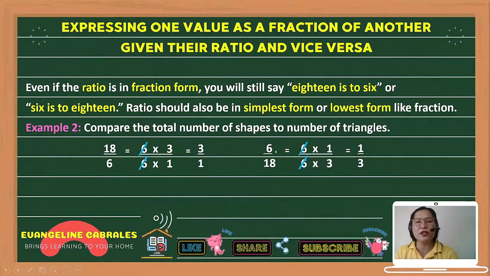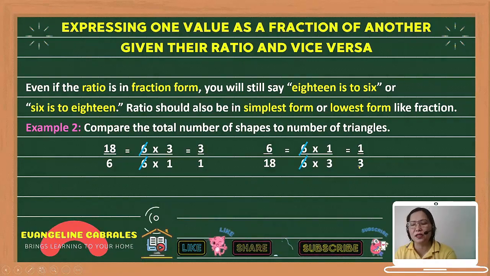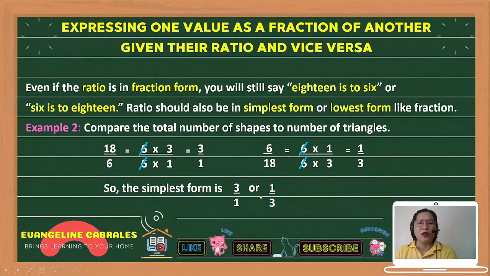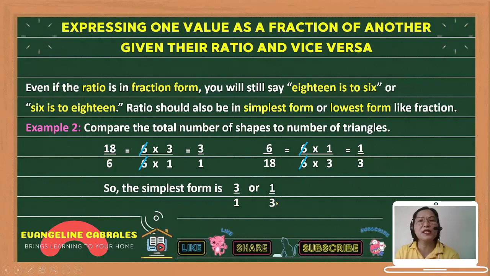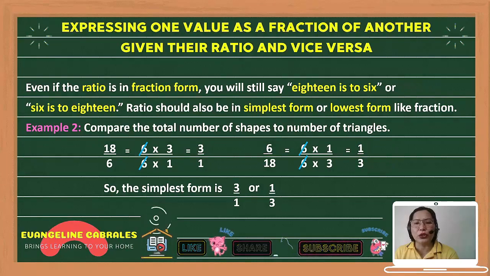How about its vice versa, 6:18? Again, the greatest common factor is 6 because 6 times 1 is 6 and 6 times 3 is 18. So when you divide 6 by 6, the answer is 1. When you divide 18 by 6, the answer is 3. So the simplest form or lowest form is 1:3. Okay, so here's the simplest form, 3:1 or 1:3. So that's how to give the simplest form or lowest form of ratio by getting the greatest common factor.